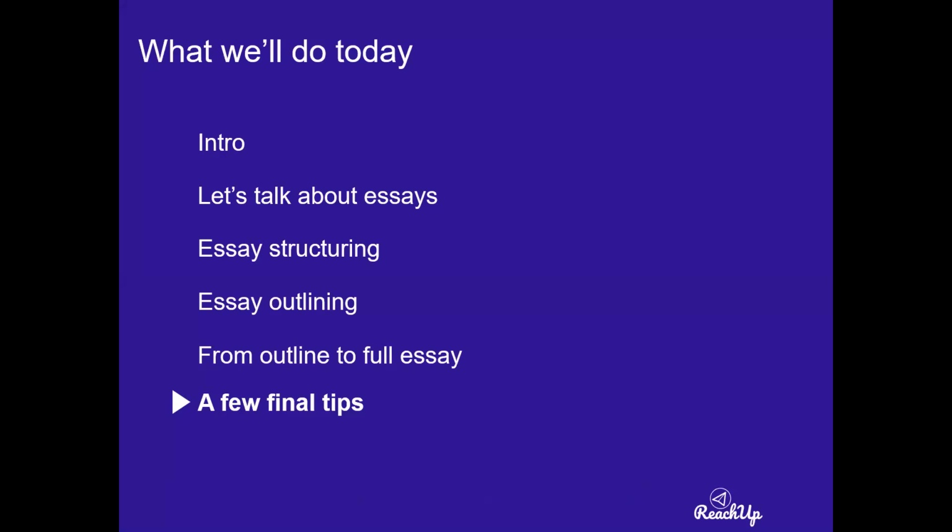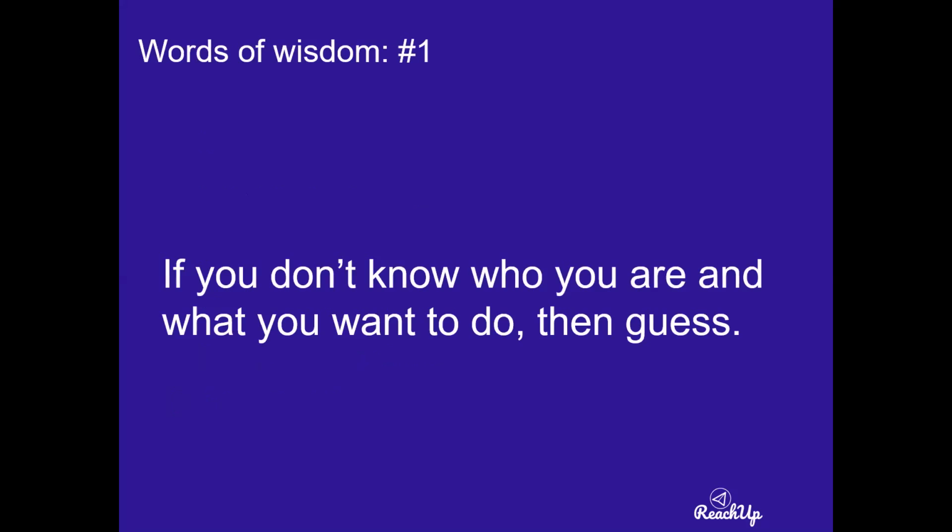Okay, I want to share a few final tips before we end this session. This is based on my extensive experience working with students applying to get into universities in the US and across the world, really. The first one is that if you don't know who you are and what you want to do, then guess. And what I mean by that is many of you will be 16, 17, 18-year-olds applying to university. You don't necessarily know what you want to do with your lives, and that's okay. But what's not okay is to go into this admissions exercise and have no perspective whatsoever.